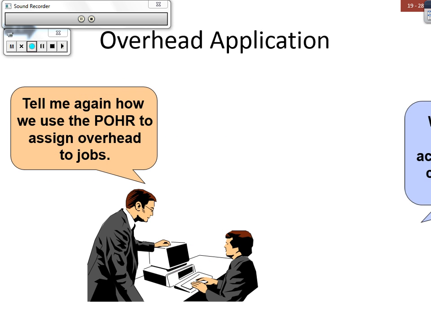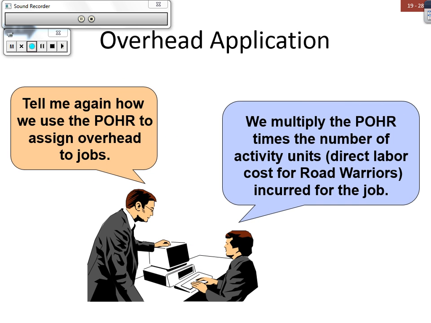Here we go. So the little bubble. Tell me again how you use POHR. What is POHR? Predetermined overhead rate. Good. To assign overhead to jobs, we multiply the predetermined overhead rate times the number of activity units, direct labor, incurred for the job.